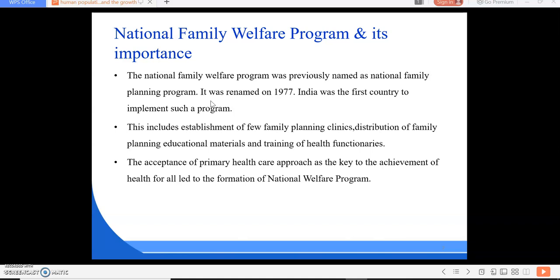During the emergency period in 1976, a forcible sterilization campaign led to the defeat of Congress in the 1977 elections. In June 1977, the new Janata government formulated a new population policy, made family planning voluntary, and renamed it the Family Welfare Program. The acceptance of the primary healthcare approach as the key to the achievement of health for all by 2000 AD led to the formulation of the National Family Welfare Program in 1982.